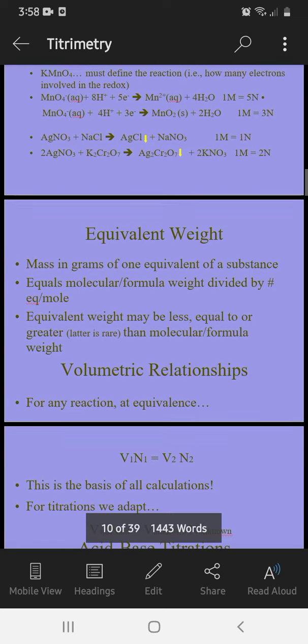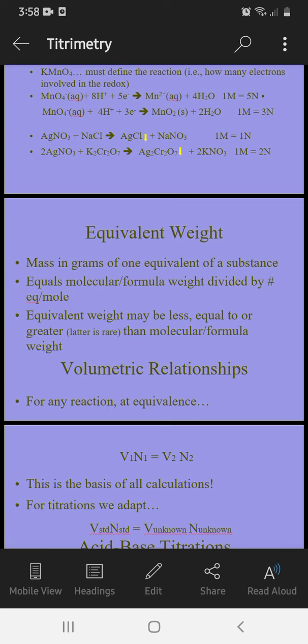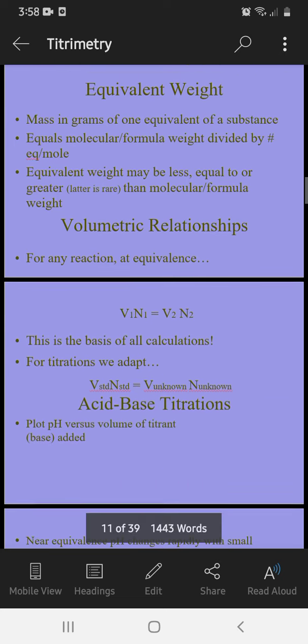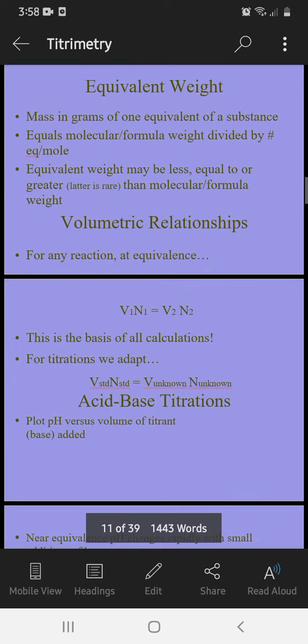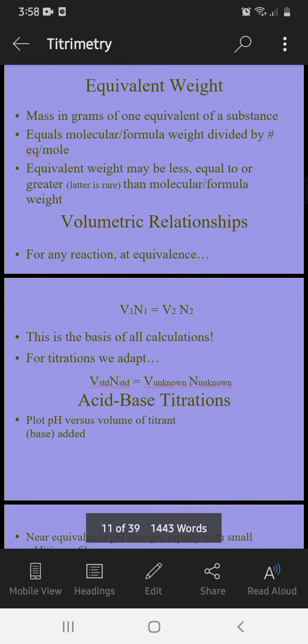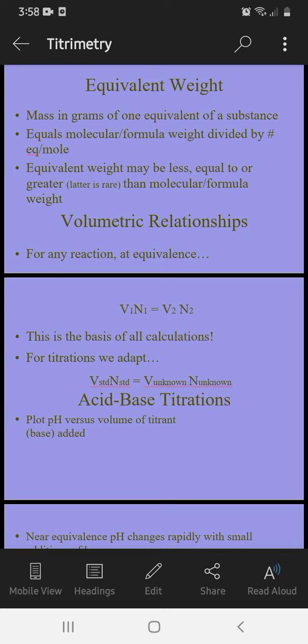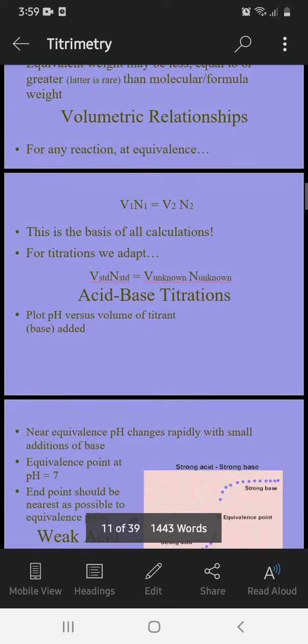AgNO3 plus NaCl gives AgCl plus NaNO3. AgNO3 plus K2Cr2O7 gives Ag2Cr2O7 plus 2KNO3. Equivalent weight: the mass in grams of one equivalent of a substance equals the molecular formula weight divided by equivalents per mole. Equivalent weight may be less than, equal to, or greater than the molecular formula weight, the latter being rare.